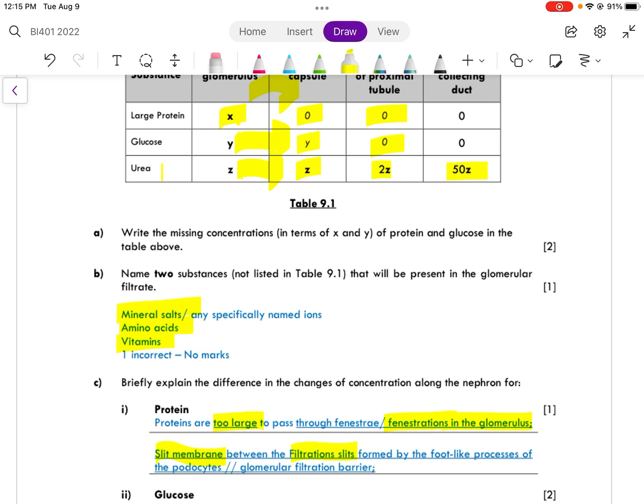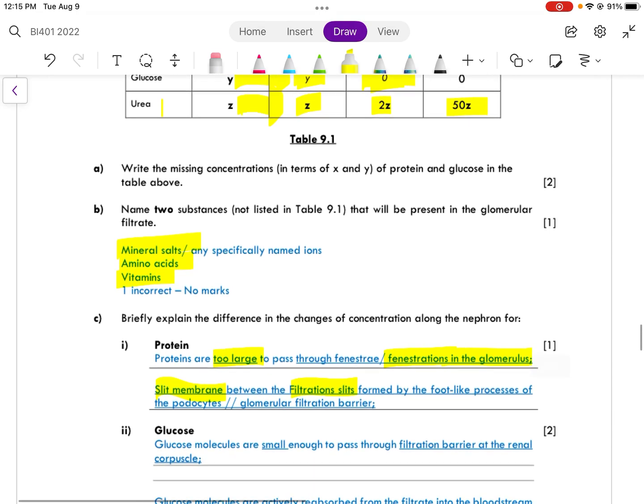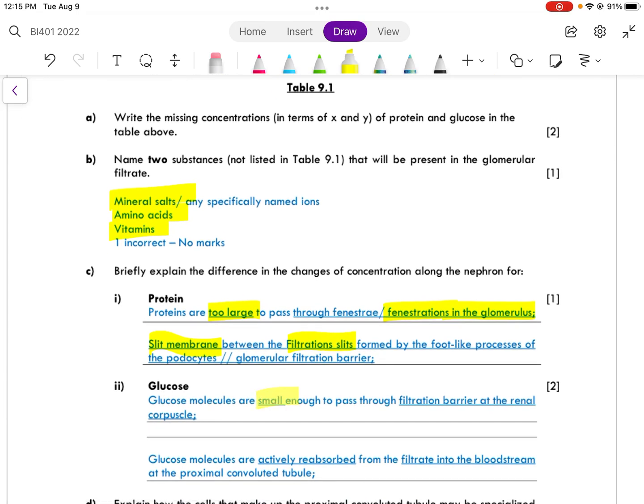What about glucose? You can find glucose in the Bowman's capsule, but you don't find it anymore later on in the nephron. Two things you can mention. One is that glucose is too small, and therefore it can pass through, and also it will be reabsorbed. So glucose is small enough to pass through the filtration barriers, but is actively reabsorbed back into the bloodstream. That's why you find zero amount of glucose later on.